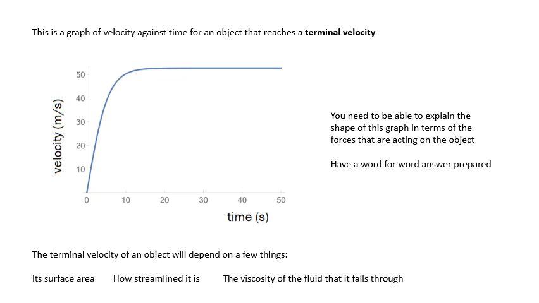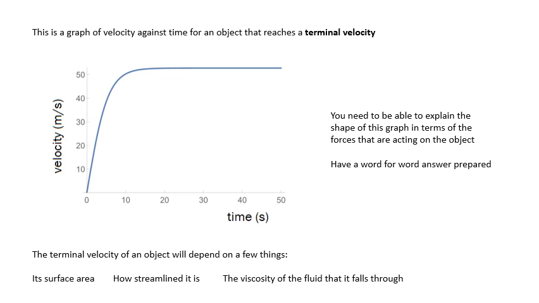You need to be able to explain the shape of this graph in terms of the forces acting on the object. And my big advice would be have a word-for-word answer prepared. And it's what I said on the last slide about the apple. A word-for-word answer, have it ready. You don't want to have to think in an exam. It's the last thing you want to do in an exam.